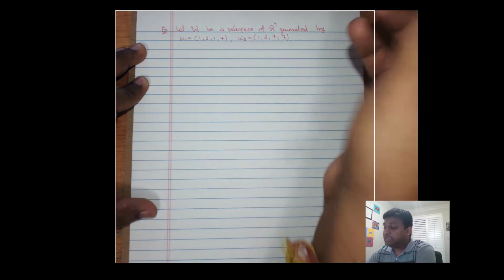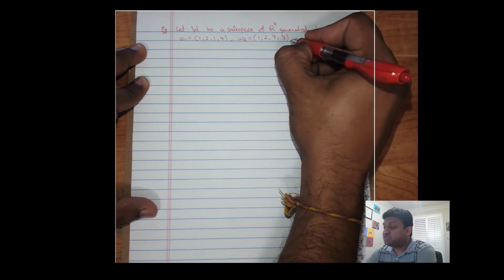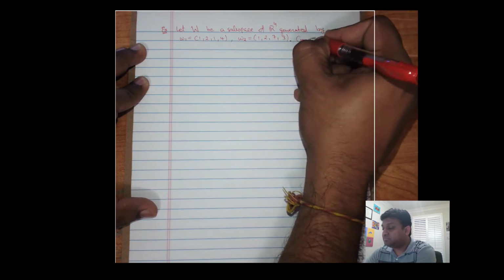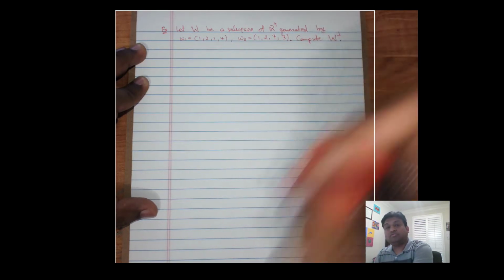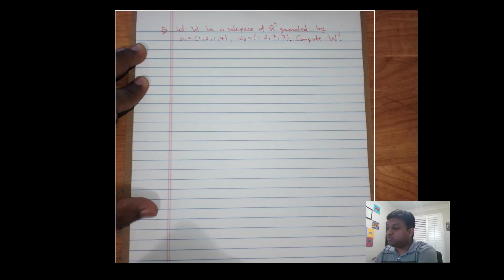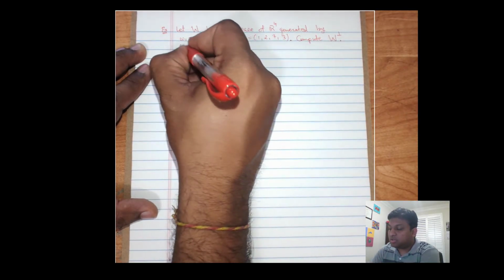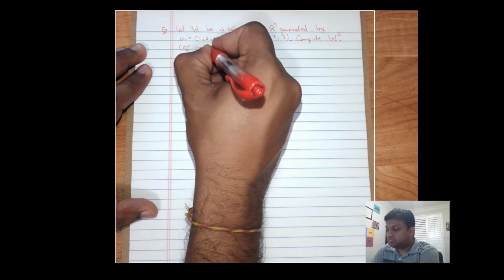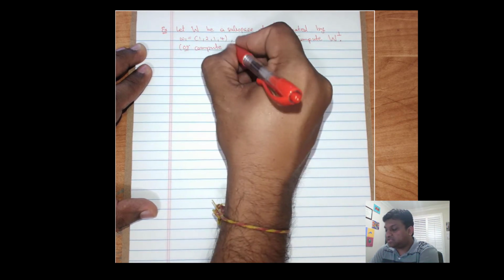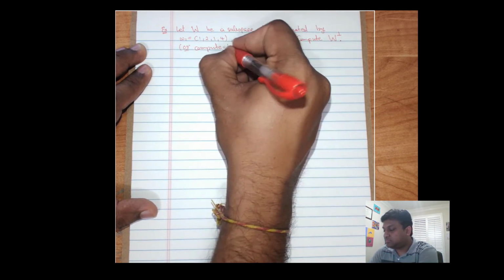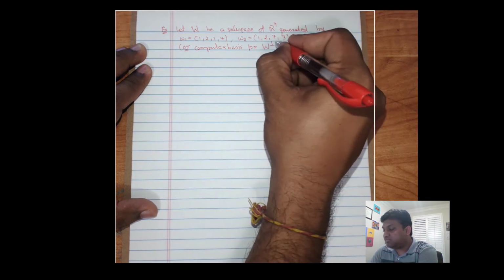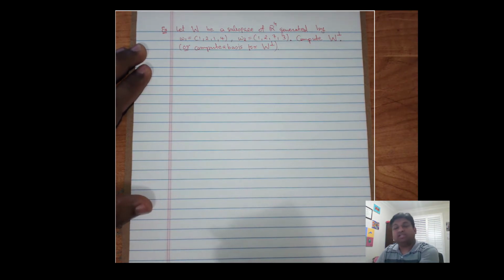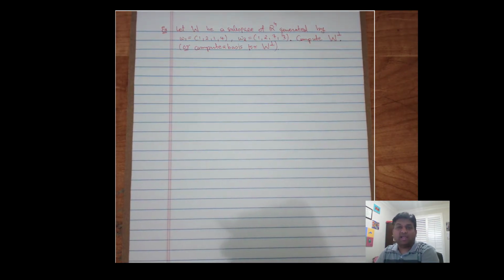What I want you to do is compute the basis for the orthogonal complement of W. Alright, so compute W perp, or compute a basis for the orthogonal complement of W. Let's try to understand how the idea of the big picture can help here.